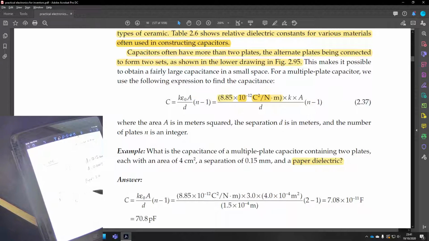All right, times the area, which is 4 centimeters squared. So is that times? Do I times that by 2? So we've got the capacitance of a multiple plate capacitor containing 2 plates, each with an area of 4 centimeters squared. So is that each with an area of 4 centimeters squared? So yeah, I'm gonna have to do 8, right? Okay, I don't know what to do. I'm gonna go with 8.